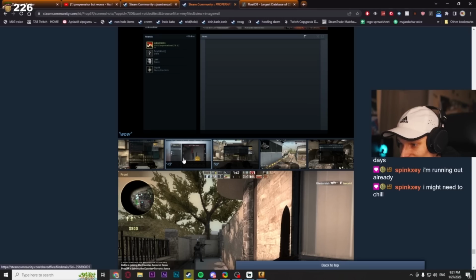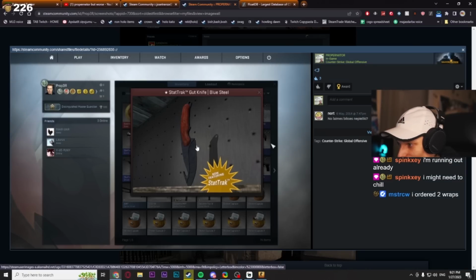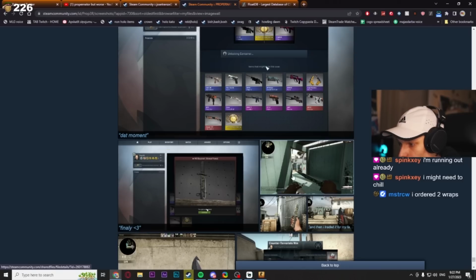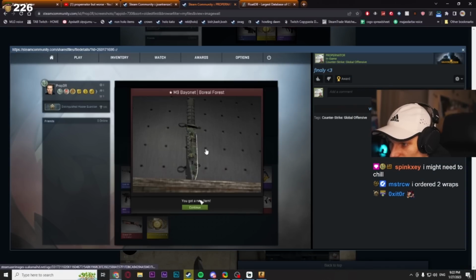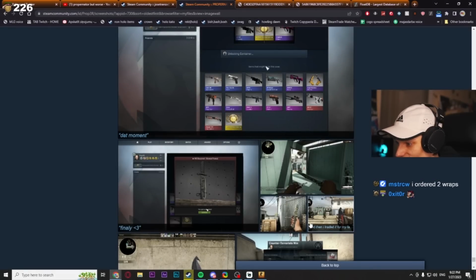Actually, before I show you this knife, let me show you the knife that I unboxed. Yeah, look. I posted this before I unboxed the knife, man, like some weeks ago. Statue Gut Knife Blue Steel. This is the dream right here. It looks so good, man. Such a nice knife. Okay, there we go. So this is the knife, right? It's kind of hard to tell. I'm very glad I took screenshots of it, okay? From both sides. I'm very, very happy I did that.